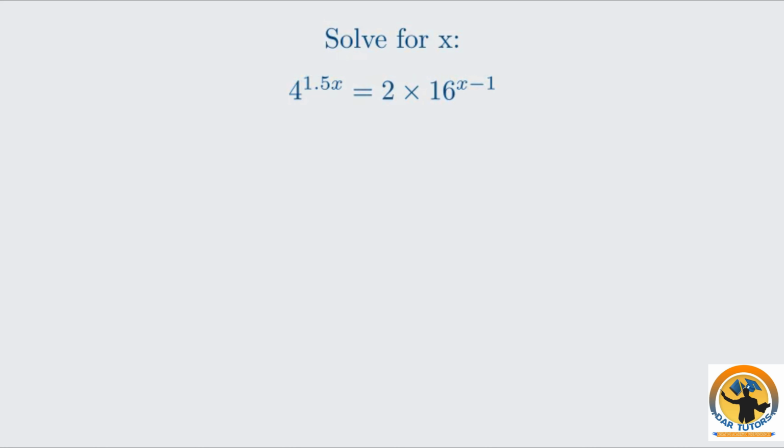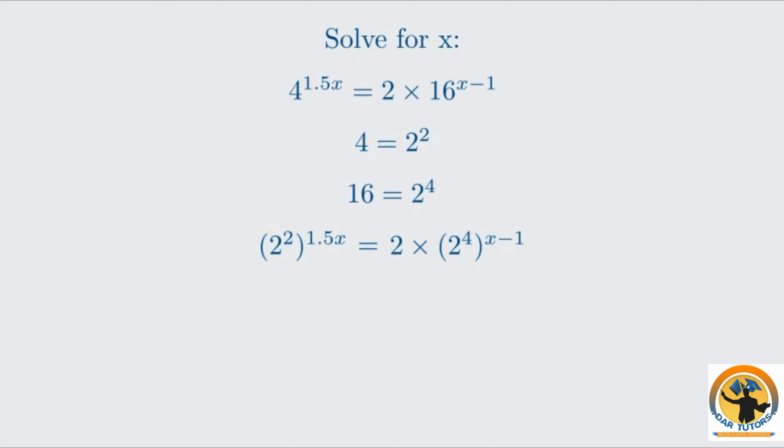Again, our strategy is to find a common base. In this case, base 2 seems like a good choice. We know that 4 is 2 squared, and 16 is 2 to the 4th. Let's substitute these into the equation. The left side becomes 2 squared, all to the power of 1.5x.